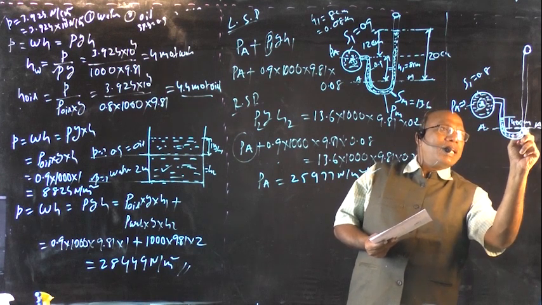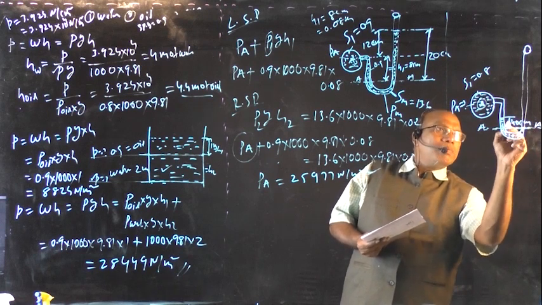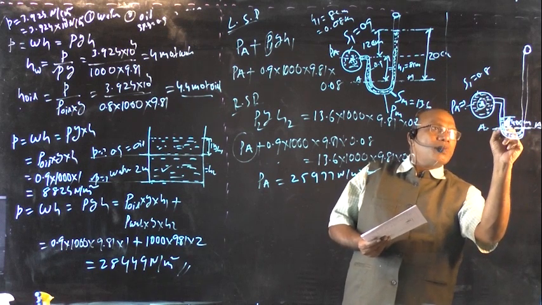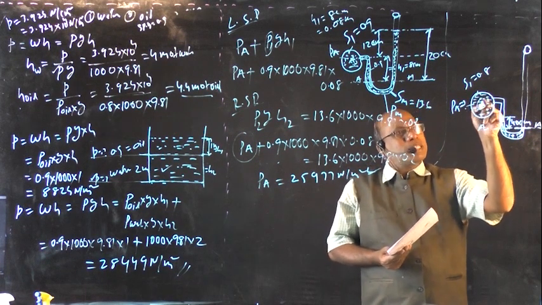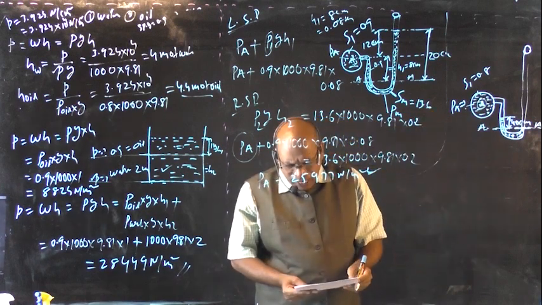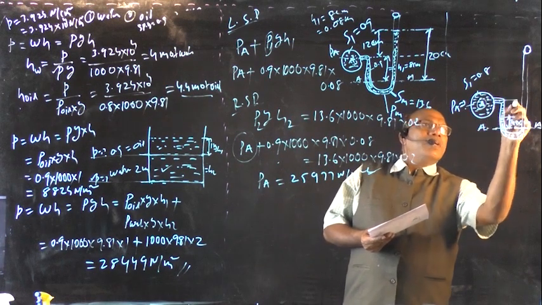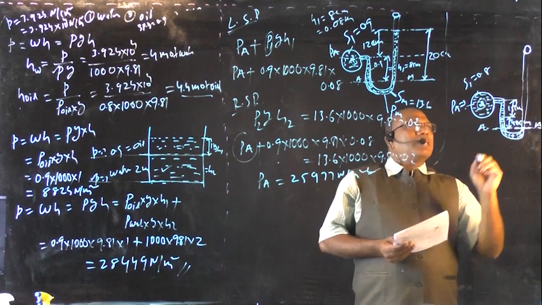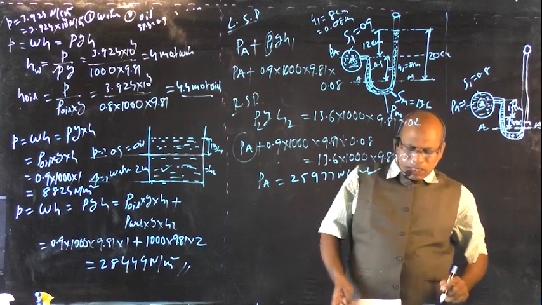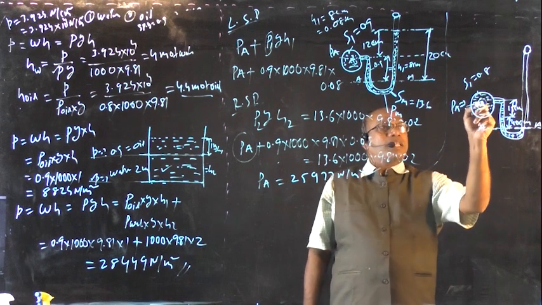This is the mercury level in the right limb. This is the mercury level in the left limb. The difference of mercury level between the two limbs is 40 centimeters, taken on the left side because the pressure in the pipeline is negative pressure, right? And the height of fluid in the left limb from the center of the pipe is 15 centimeters. This is the given problem. Based on this problem, we are going to determine the vacuum pressure in the pipeline A.